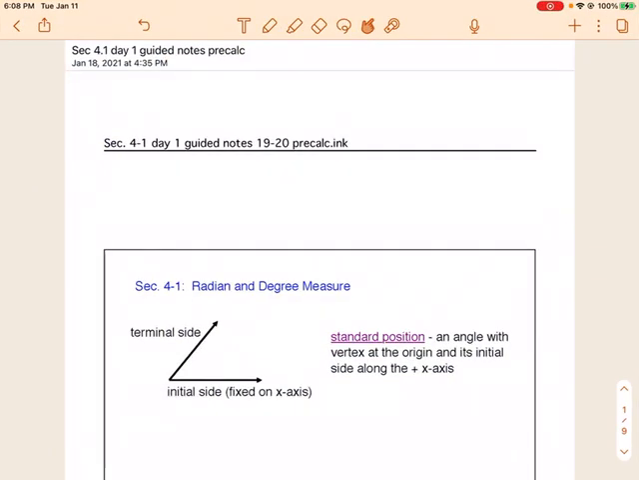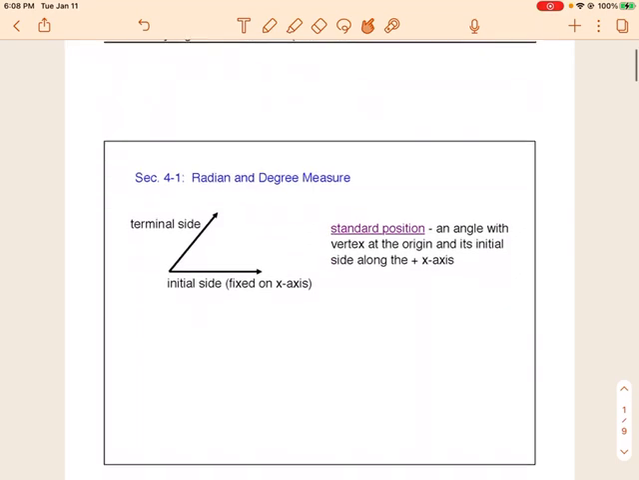Okay, this is section 4.1, day 1, just converting radians to degrees. So it's not the whole section. First thing we need to look at is an angle. An angle is in standard position when its vertex is at the origin and its initial side is on the positive x-axis.